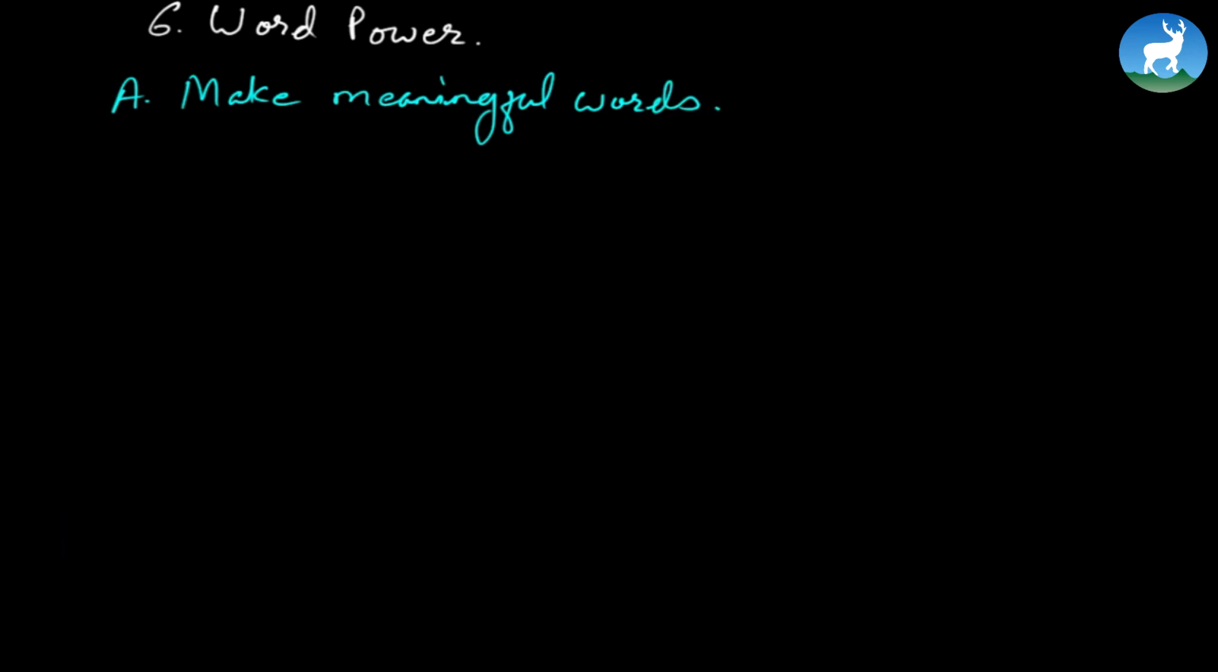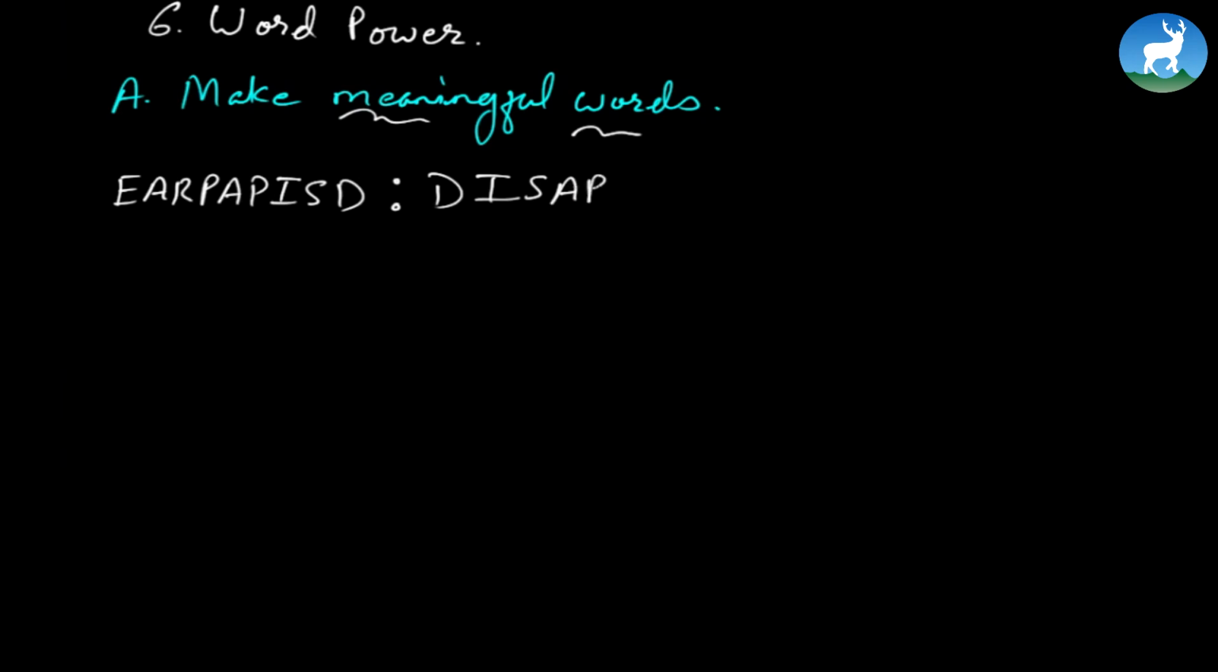Let's begin the class. Now, today, let's come to the word power. Number 6, word power. Make meaningful words. So here are all the jumbled up words and we'll have to make a meaningful word out of it. For instance, the first word here is EARPAPIST. Remember we're supposed to make a meaningful word out of it, and when we rearrange these jumbled up letters, we get the word disappeared. DISAPPEARED, disappeared.